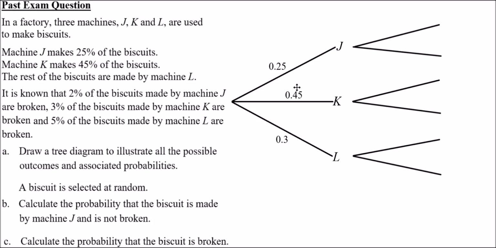So we can now fill in these probabilities. 2% for J, that's going to be 0.02. 3% for K, that's 0.03. And 0.05 for machine L. And to represent broken, I've used B. B dashed just means not broken.